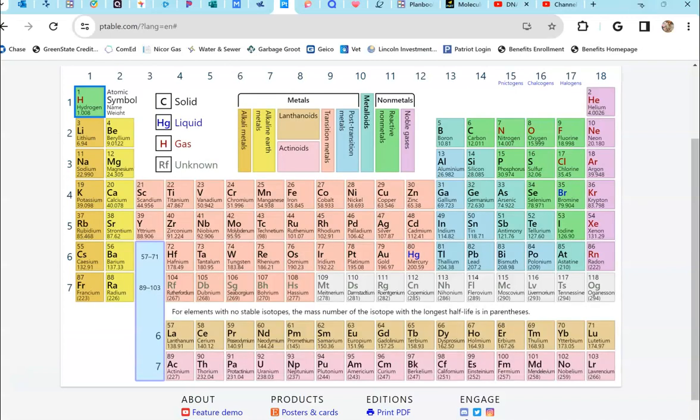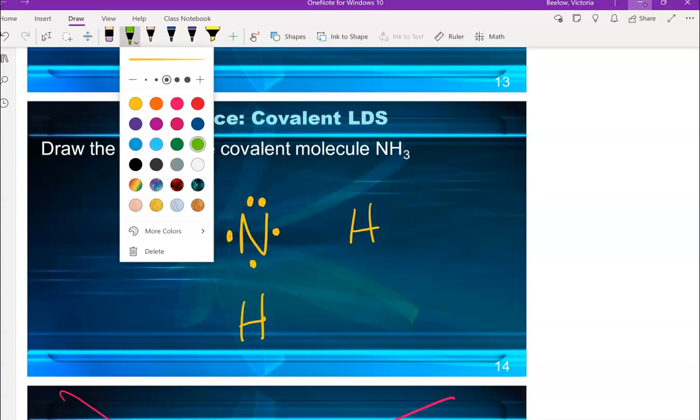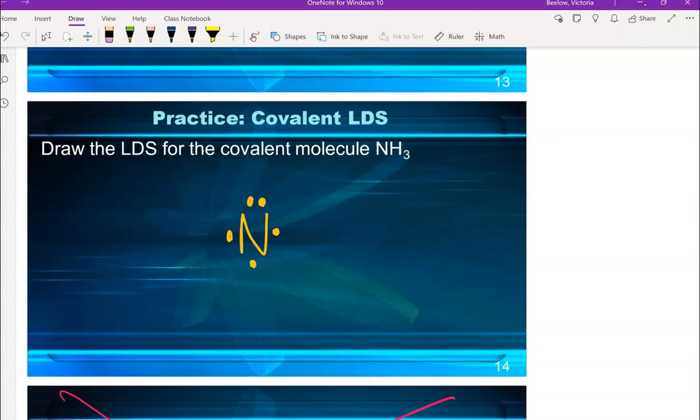Next, I'm going to look at hydrogen, and that is in group 1, so that has 1 valence electron. I'm actually going to use a different color for hydrogen. I'm going to have each of those valence electrons, instead of putting them here, I'm going to put them on the side that is facing the nitrogen.